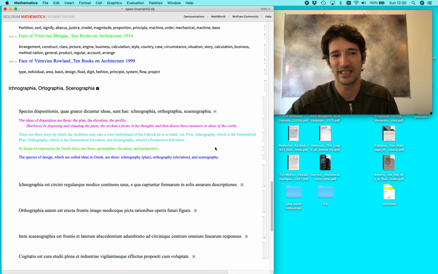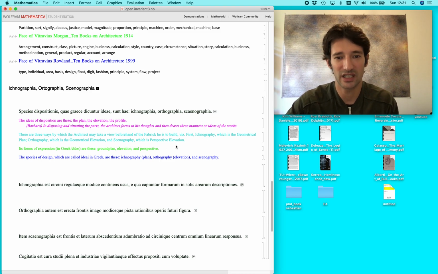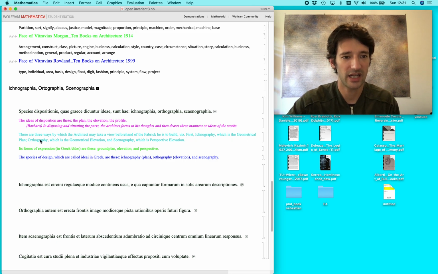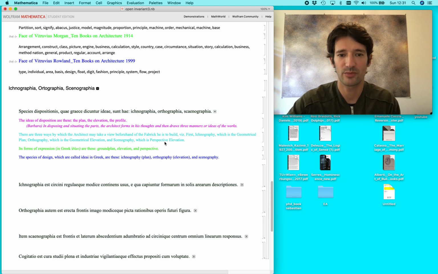And this is very beautiful to look at. I mean, it's nothing new, but it's interesting. So of course, with Barbaro, we have the plan, the elevation, and then we don't have the perspective, but the profile. So that's interesting. Later we'll see what happens. And of course, his commentary on this. The other guys, like with Perrault, it's so clear. The first is iconography, which is geometrical plan. Second is orthography, which is the geometrical elevation. And third is scenography, which is perspective elevation.